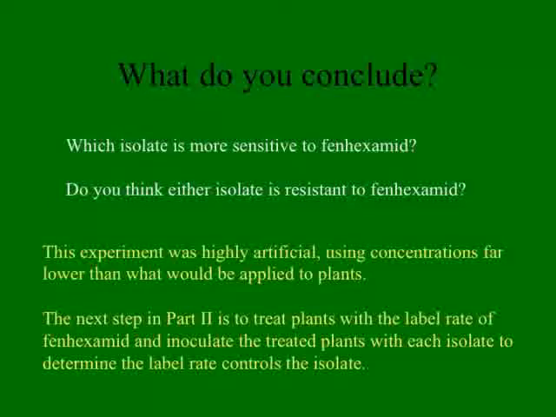Now, as I said in the beginning, it's one thing for a fungus to be inhibited by a chemical in agar, but it's quite something different on plant tissue. So before we can really say that an isolate is truly resistant to a fungicide, we need to test that isolate to see if it can cause disease on a plant that's been treated with a chemical. The plate tests that we've done here give some indication of resistance, but it actually has to be verified on plants using the label rate of fungicide. And that's what we're going to do in part 2 of this lab experiment.